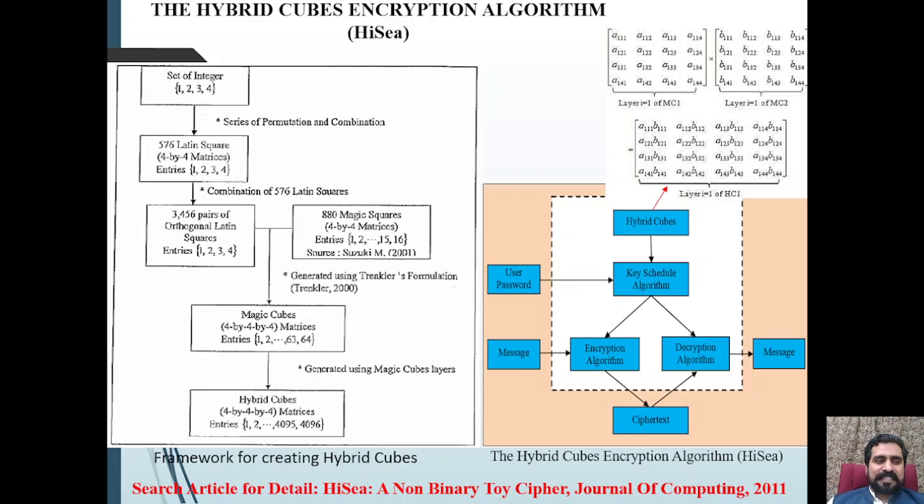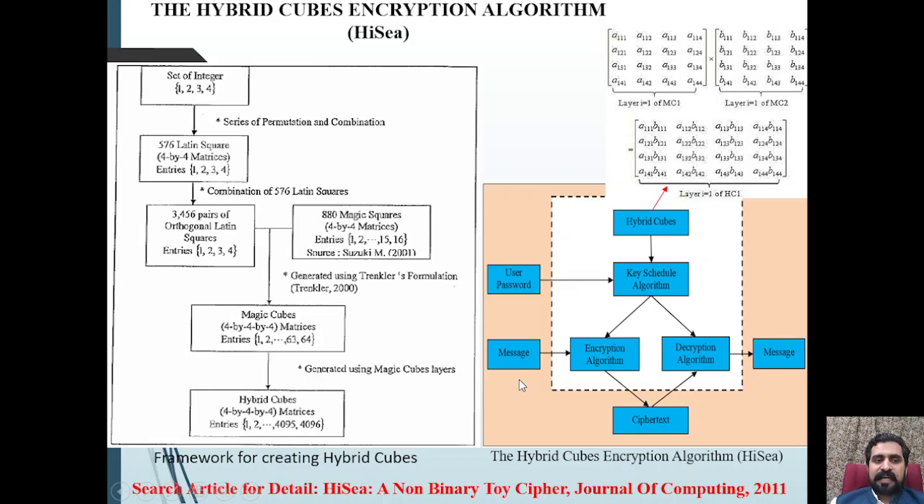Here we see the overall design of the hypercube. In the first portion, we see how the hypercube is created. Then, in the next part, we see how the algorithm is designed using the hypercube encryption algorithm. At first, the overall design of the hypercube of order 4 is depicted in this figure, the framework for creating the hypercube.